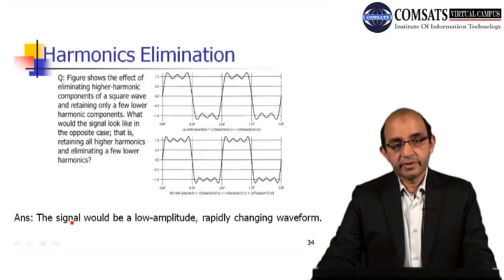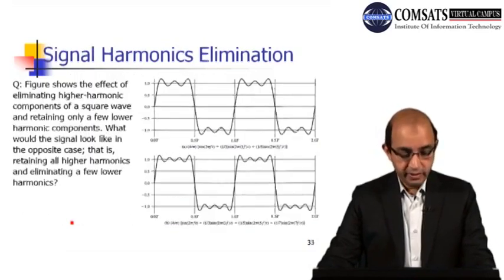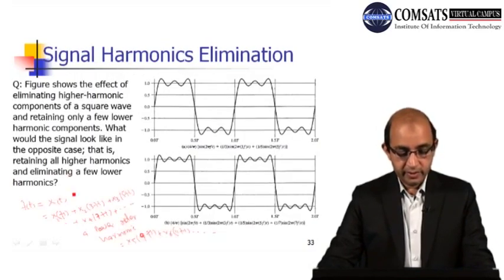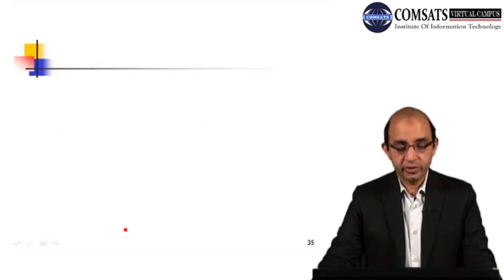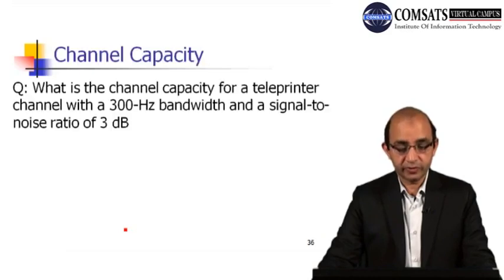As a result of this, when we reverse, that we are ignoring the lower order harmonics and we are considering the higher order harmonics, the signal would be carrying lower amplitude and the waveforms will be changing rapidly. So that will be the elimination of lower order harmonics that contain most of the energy.